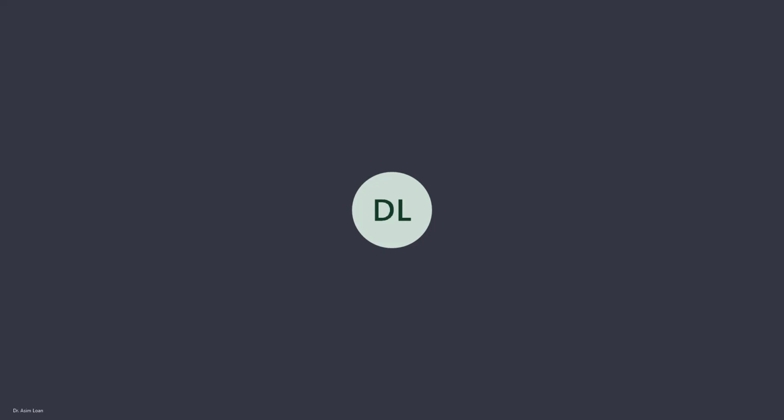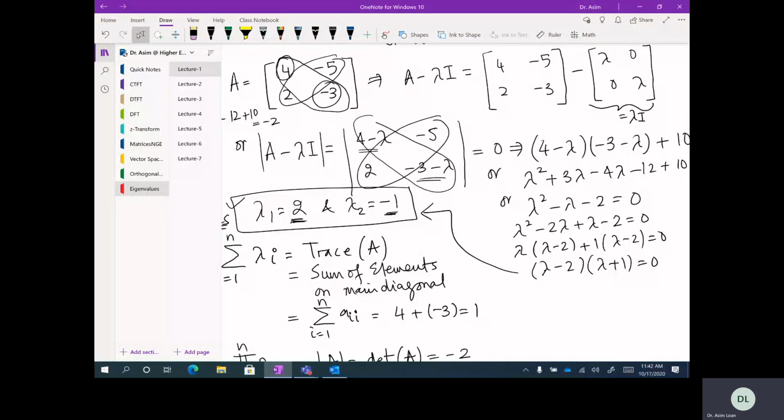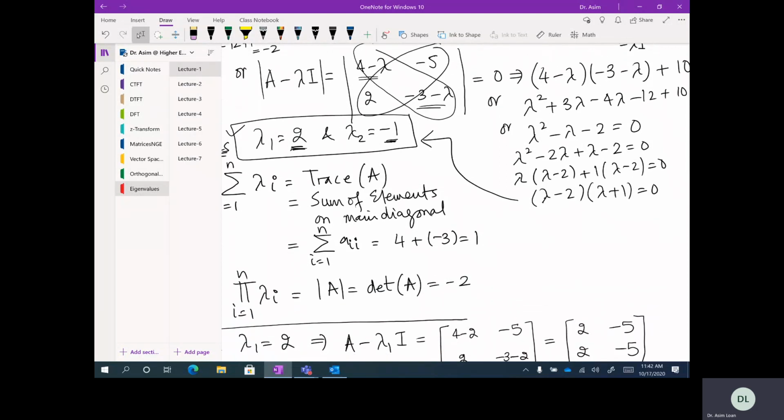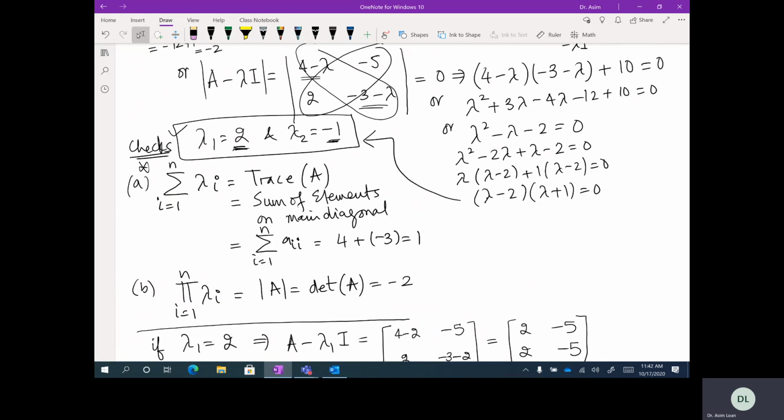There was some problem in the recording of the first lecture of chapter 5. So let me reiterate or revise that for you. I think the recording went bad after we calculated the eigenvalues. So the eigenvalues were 2 and -1. And then I told you there were two checks.